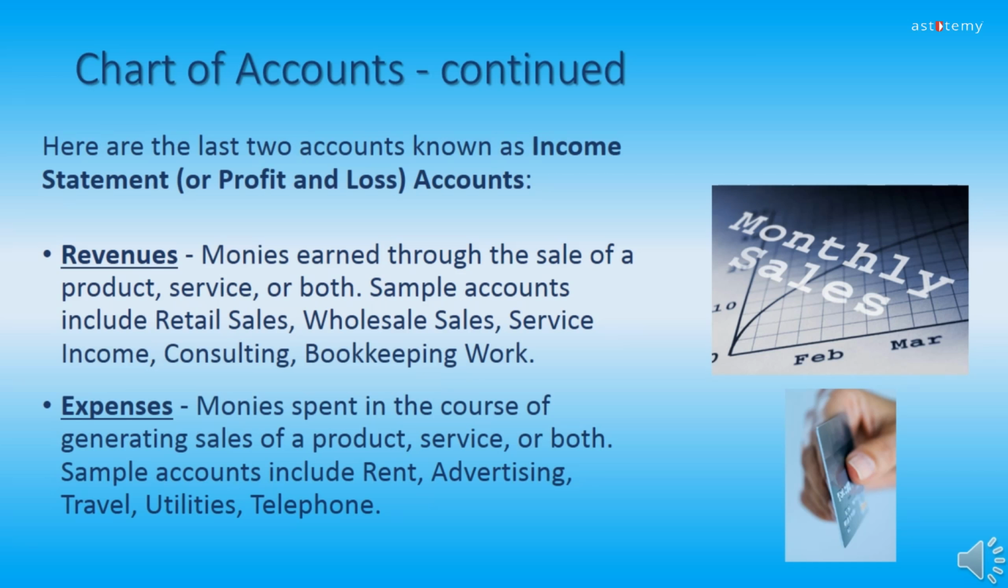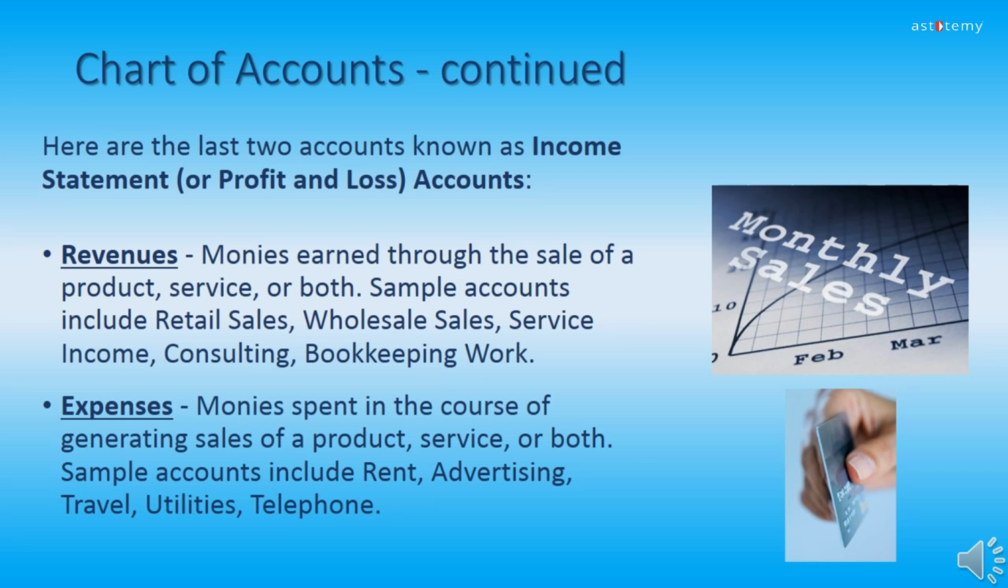Our last two chart of accounts categories are known as income statement or profit and loss accounts. The first one is revenues. Revenues are monies earned through the sale of a product, service, or both. Sample accounts include retail sales, wholesale sales, service income, consulting, bookkeeping work. There are many other categories for revenues, but basically the important thing to remember is that revenues track monies earned through the sale of a product, service, or both.